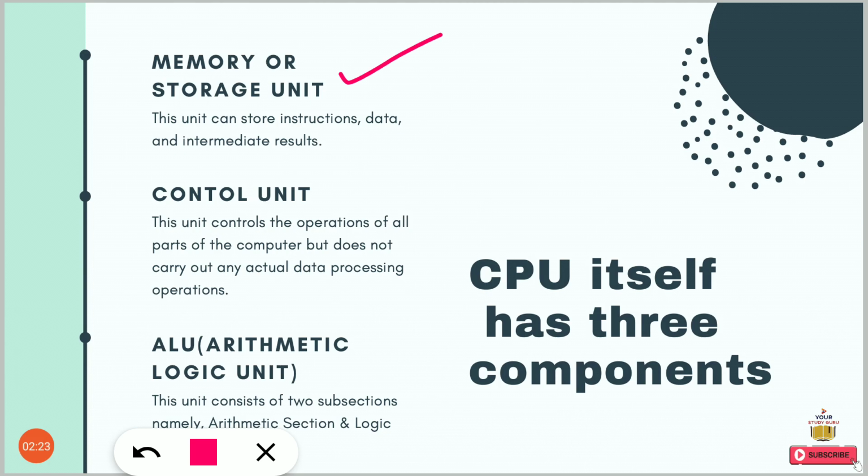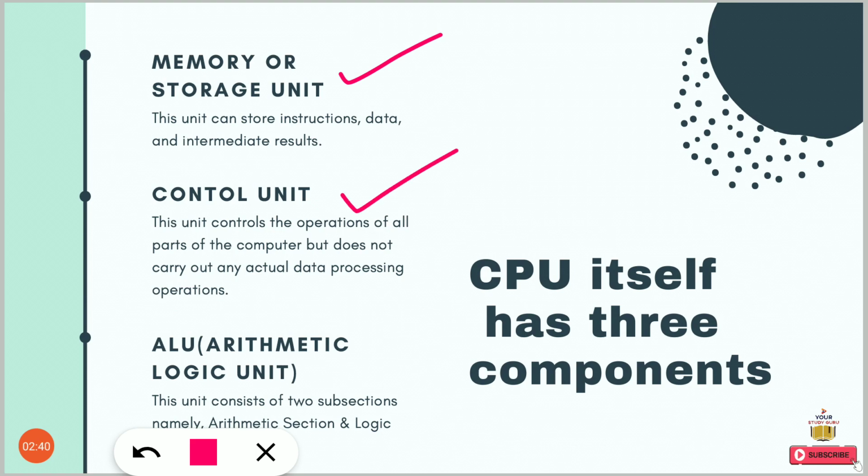memory or storage unit. This unit can store instructions, data and intermediate results. What is the meaning of this line? Simply, it stores information temporarily for the calculations, and it stores the information in registers. We can say it is like a piece of paper for rough work.